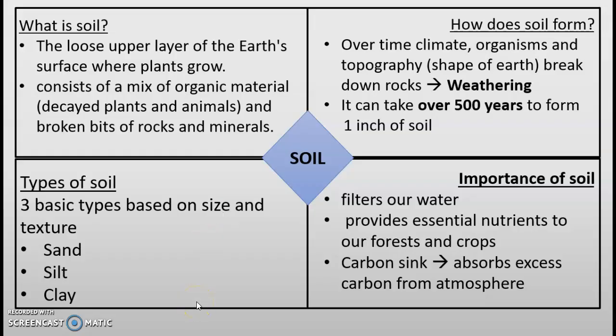So soil is so very important because it does a variety of ecological system needs. It filters our water, it provides essential nutrients to our forests and crops, and it also acts like a carbon sink, which we talked about way back in the beginning of the year with the carbon cycle. So soil is able to absorb excess carbon from the atmosphere, which can help in terms of climate change and air pollution cleaning. But for our purposes, we're really focusing on soil in terms of growing, so crops here.